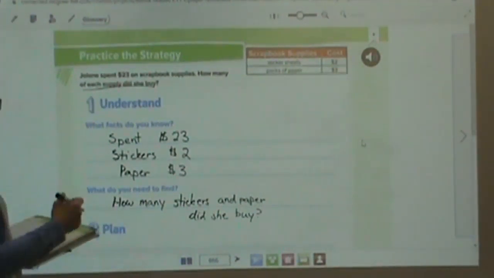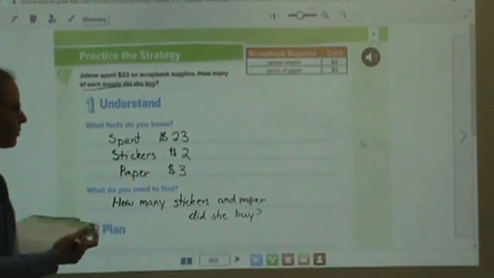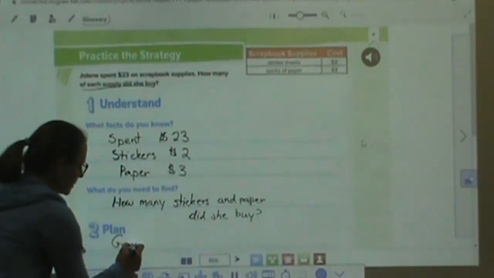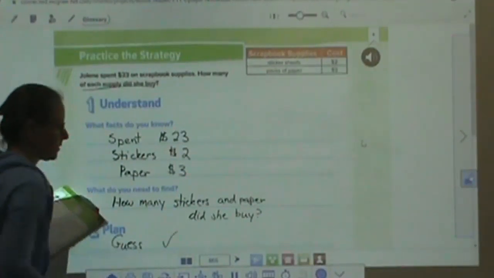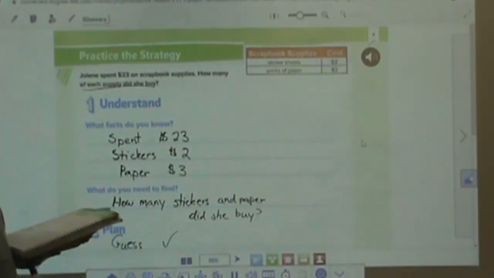So our plan for this whole chapter, for this whole lesson, is going to be guess and check. So that's the plan. We're going to make a guess, and we're going to check it. And I'm just going to put a little check there. Guess it and check it. That's our plan.